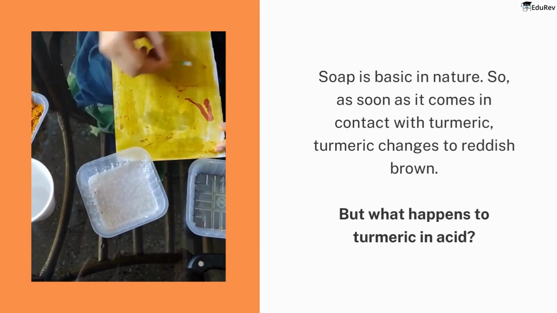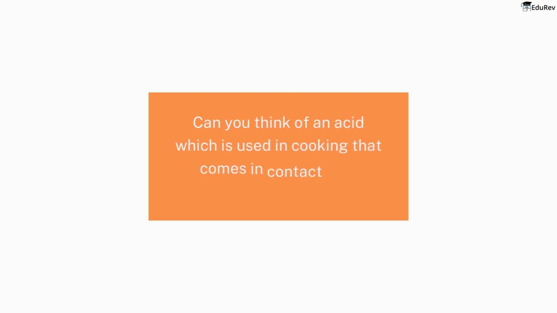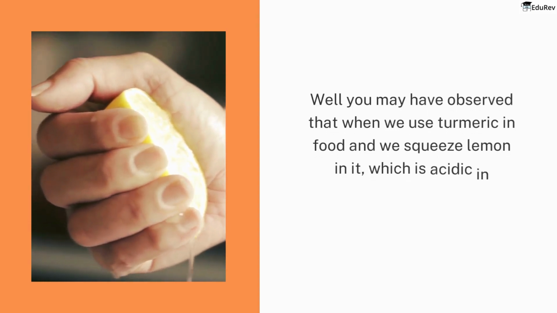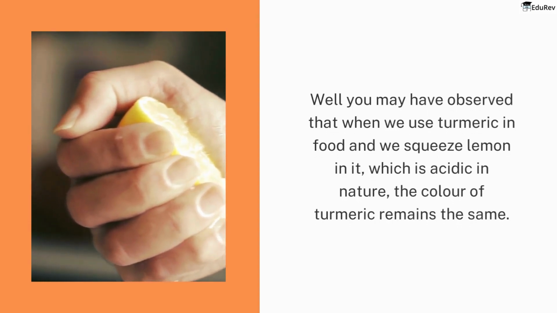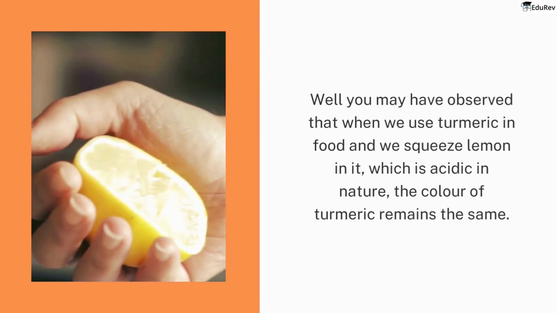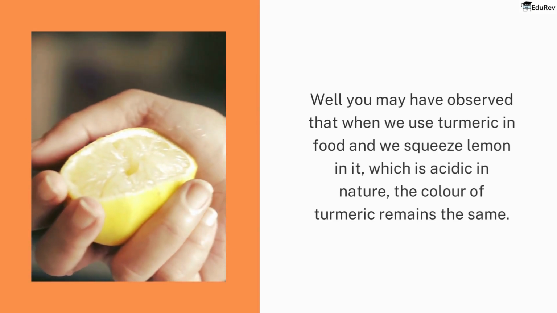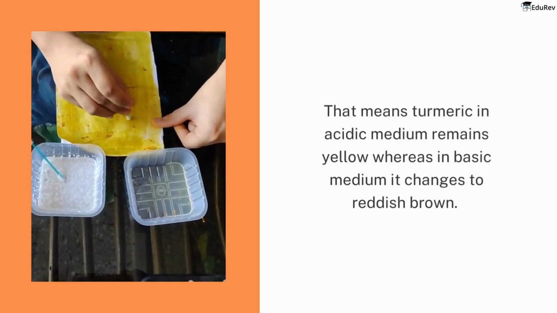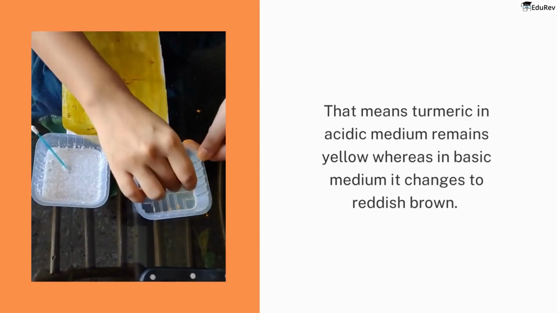But what happens to turmeric in acid? Can you think of an acid which is used in cooking that comes in contact with turmeric? Well, you may have observed that when we use turmeric in food and we squeeze lemon in it, which is acidic in nature, the color of turmeric remains the same. That means turmeric in acidic medium remains yellow, whereas in basic medium it changes to reddish brown.